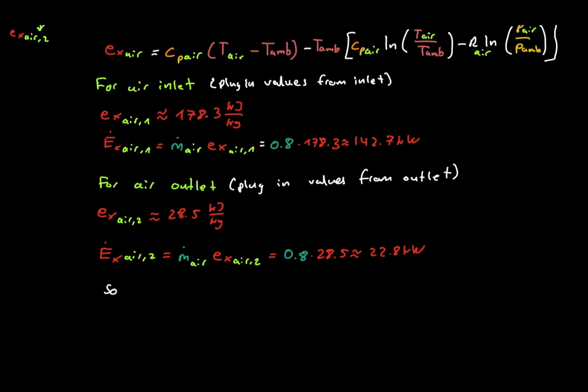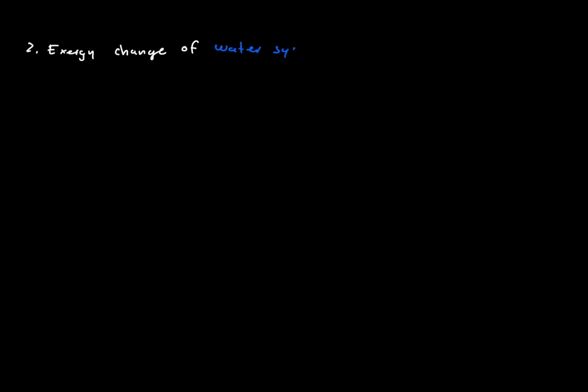Now compare inlet and outlet. The air exergy decreases from 142.7 kilowatts to 22.8 kilowatts. So the air loses about 119.9 kilowatts of useful work potential. Now we look at the water side.